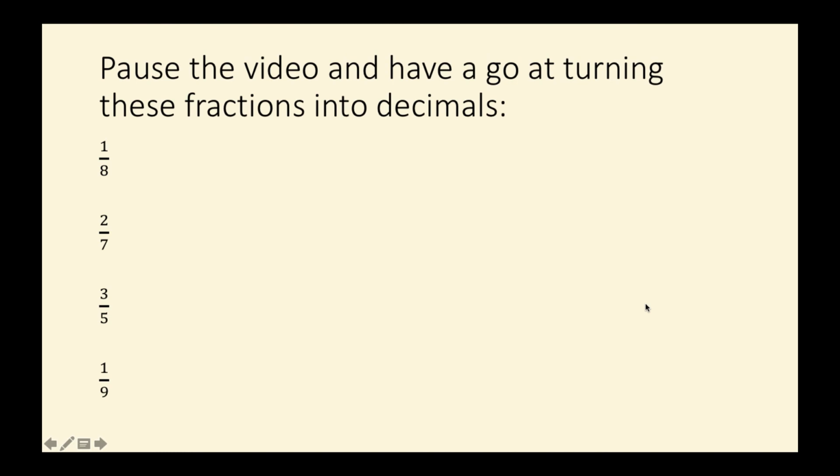Okay, if you pause the video then, here are our answers. I don't know why it's the wrong way around, but never mind. 2/7 is 0.28, 3/5 is 0.6, 1/9 is 0.11, and 1/8 is 0.125. This is the one I suggested that you learn, along with those others that I wrote down on the previous slide. Now, if you know 1/5 is 0.2, then you should know that 3/5 is 0.6 anyway.